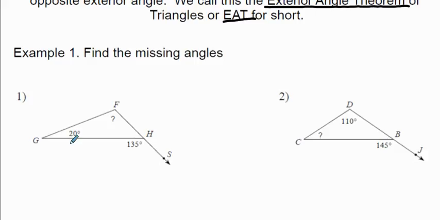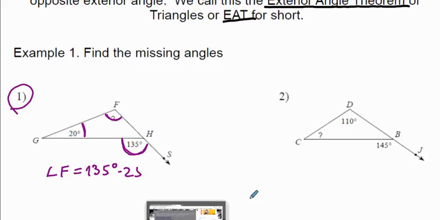So in this example one, just focusing here, we have a triangle, we have an external angle, and the external angle theorem says that this angle here, the angle F, and angle G, they add up to give you the external angle, which is 135 degrees. So if I wanted to find angle F, all I have to do is take away 20 from 135.